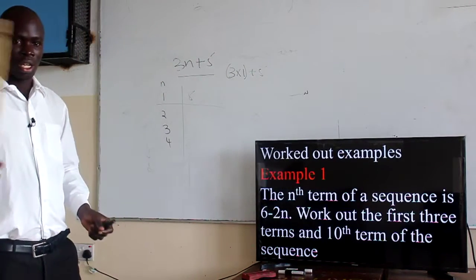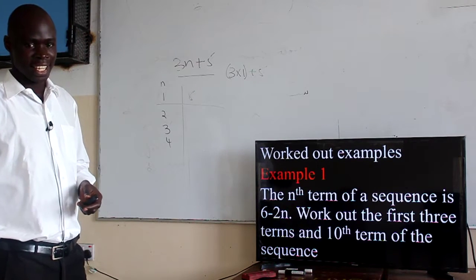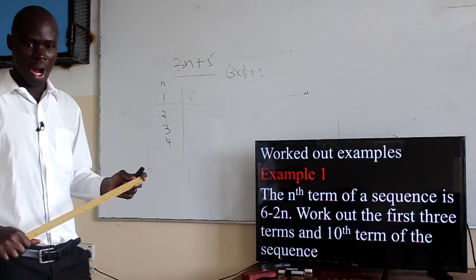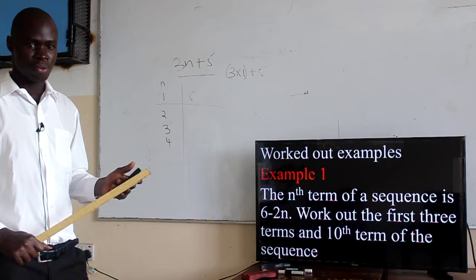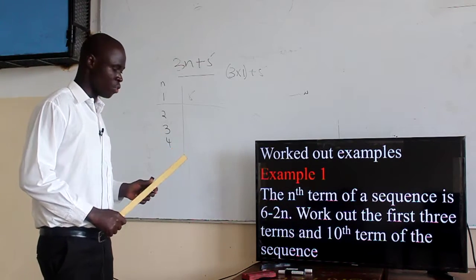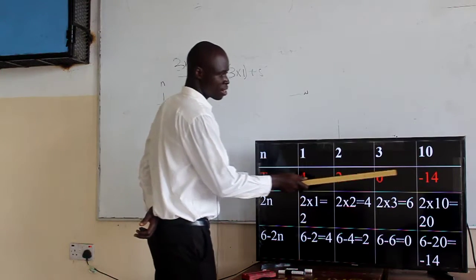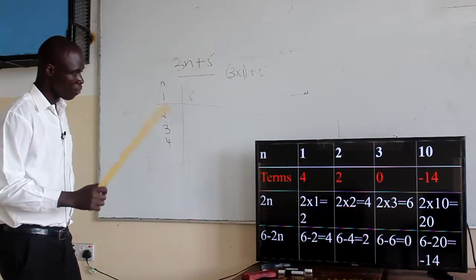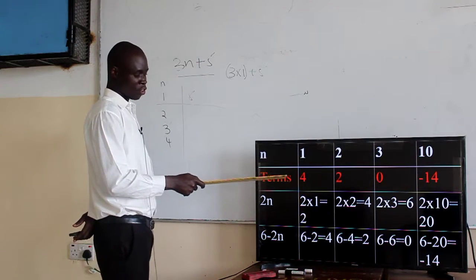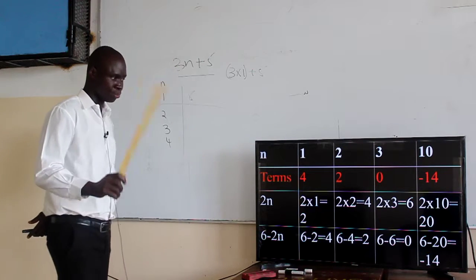Now, example number 1: the nth term of a sequence is 6 minus 2n. Work out the first 3 terms and the 10th term of the sequence. Looking at this one, assume these terms are not there. Your table will comprise n, the position of the term, then 2n, then 6 minus 2n.